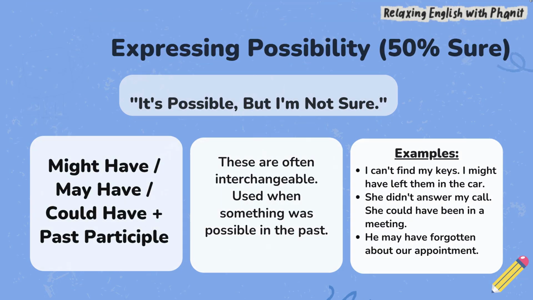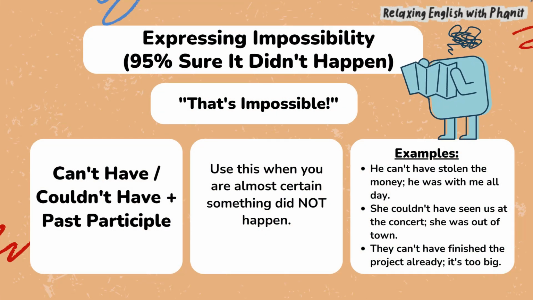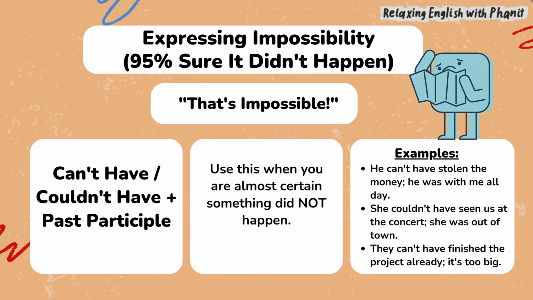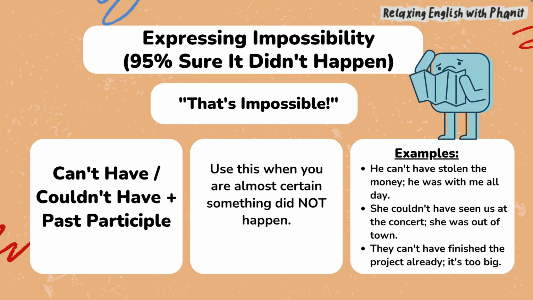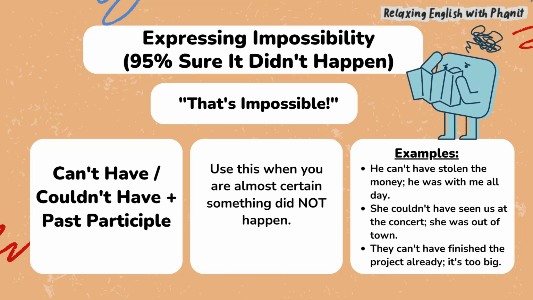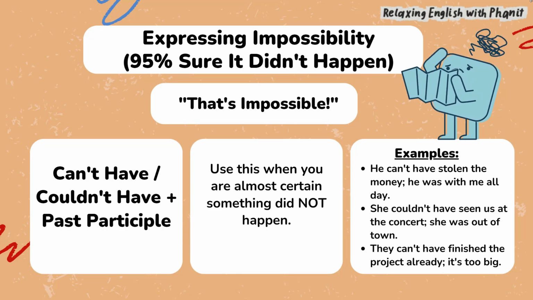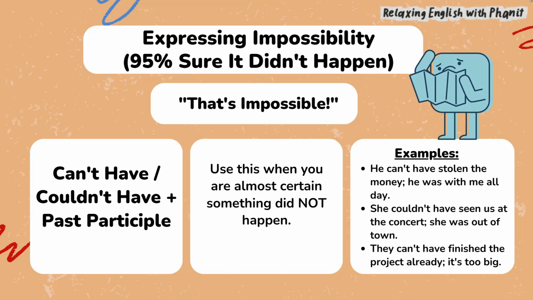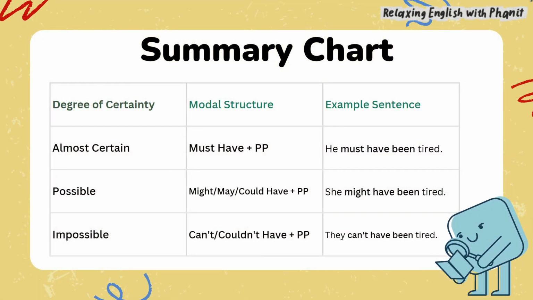And on the flip side, when you're sure something did not happen, we use can't have or couldn't have. This is your tool for ruling things out. If someone accuses your friend of a crime, but you were with them all day, you'd state firmly, he can't have done it. He was with me. Or, if someone says they saw you in London last weekend, but you were never there, you'd say, you couldn't have seen me. I was in town. It's your verbal alibi.